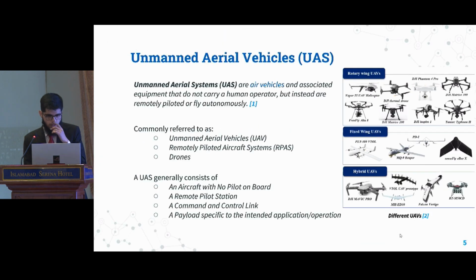So starting off, what are unmanned aerial vehicles? Unmanned aerial systems are air vehicles and associated equipment that do not carry a human operator, but instead are remotely piloted or fly autonomously. They are commonly known as unmanned aerial vehicles, remotely piloted aircraft systems, and drones. They usually consist of an aircraft with no pilot on board, a remote pilot station to control it, a command and control link, and a payload specific to the intended application and operation.